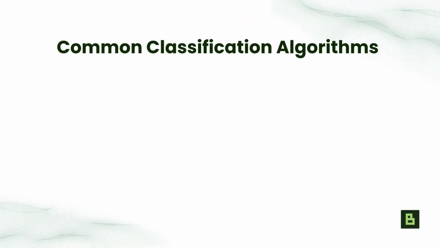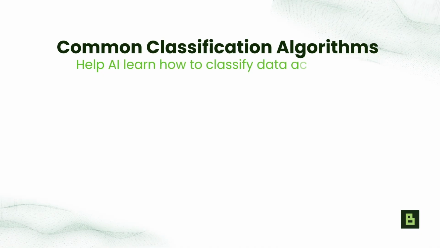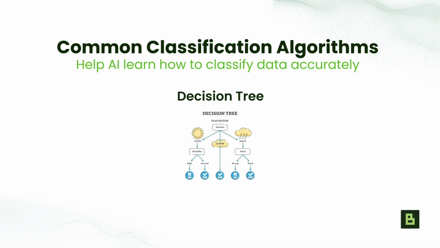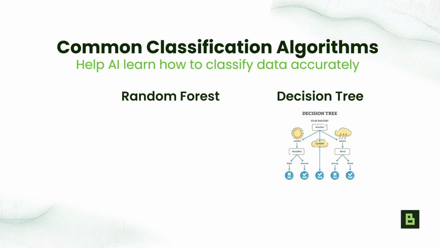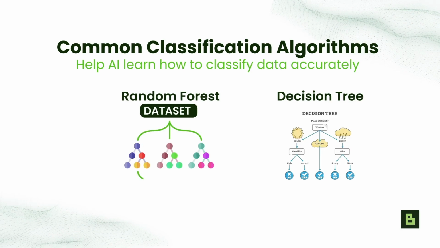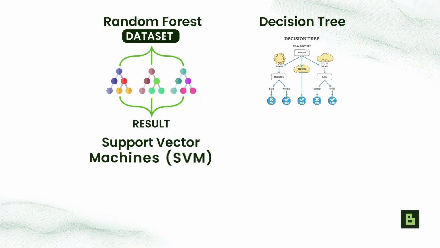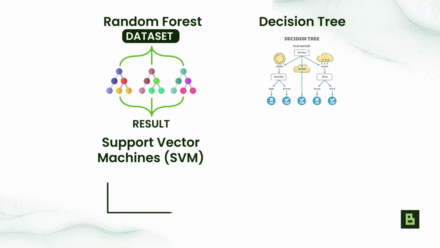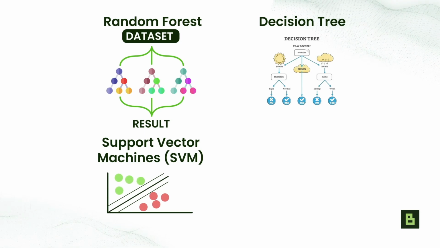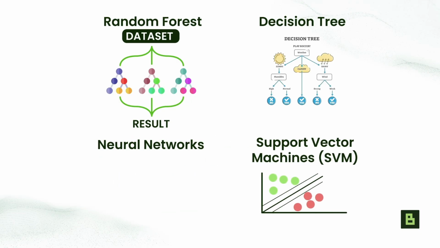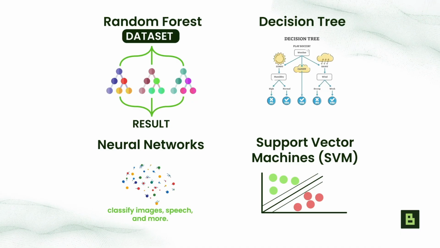There are several algorithms that help AI learn how to classify data accurately. For example, decision trees work like a flowchart, asking yes/no questions to narrow down the category. Random forests combine many decision trees to improve accuracy. Support vector machines, or SVM, try to find the best boundary that separates different classes. And neural networks, inspired by the brain, learn complex patterns from data to classify images, speech, and more. Each has its strengths depending on the data and problem.